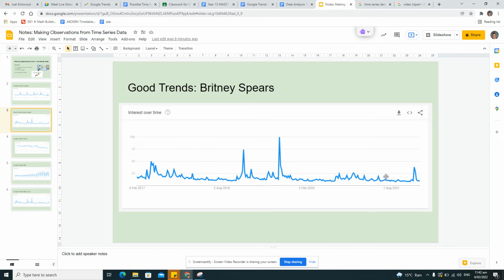But there are some interesting peaks to note. You can see here that there are 4 peaks, the biggest one being just before February 2020. So what you would do in terms of your report is you would research these dates and see why Britney Spears might have been a popular search term to search in Google Trends during those times.